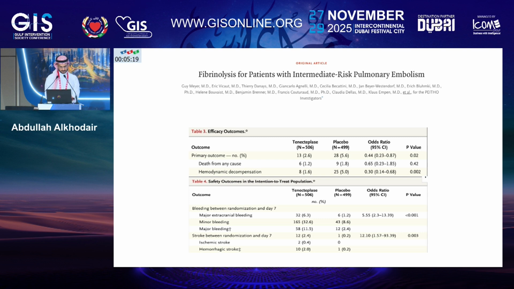So you have major extracranial bleeding, 6% in the TNK group compared to 1.2%, and also hemorrhagic stroke, 2% compared to 0.2%. So there was a clear increase in the rates of bleeding in those patients. And this is the reason that we don't routinely recommend giving thrombolytics for patients who have intermediate risk PEs.